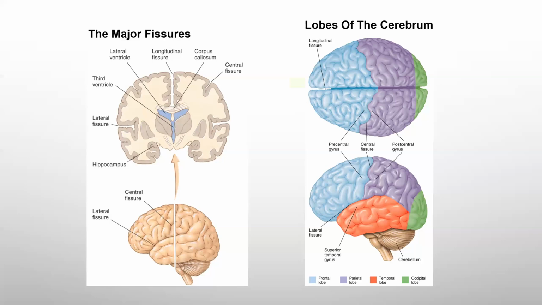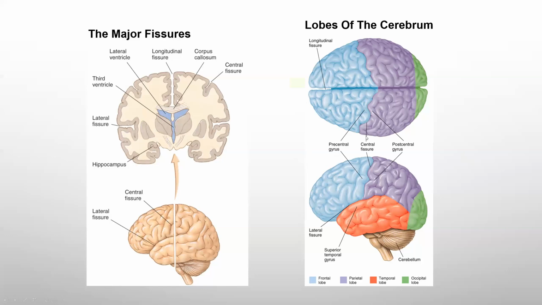And then you have the superior temporal gyrus. Okay, so that's the ridge just beyond the lateral fissure there. It's in the temporal lobe, and it has the name superior temporal gyrus. So it's going to be on top. Okay, so it's at the top of the temporal lobe.